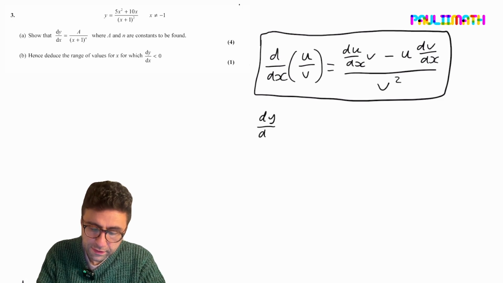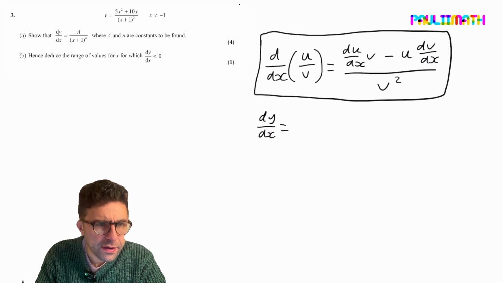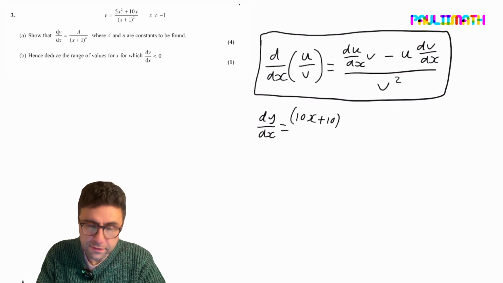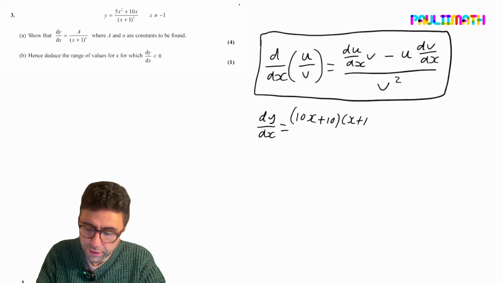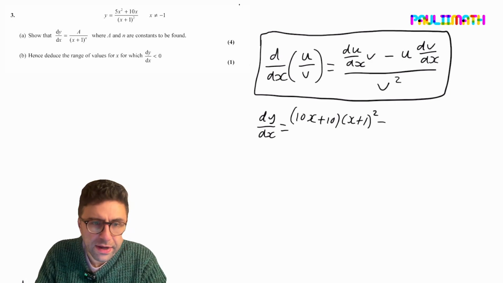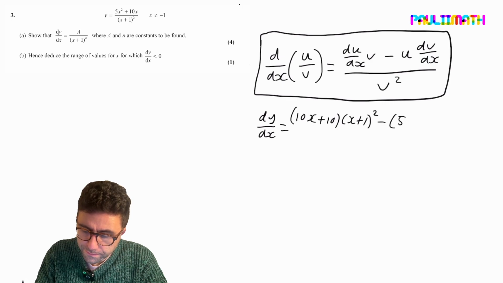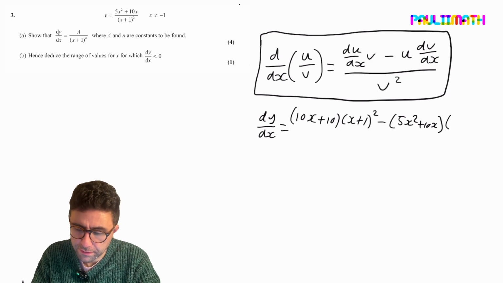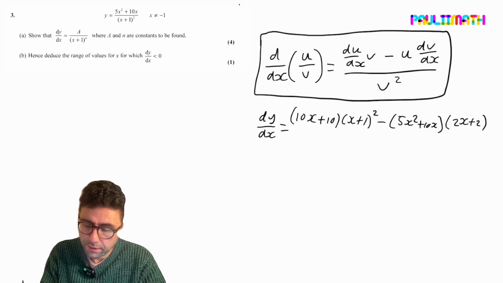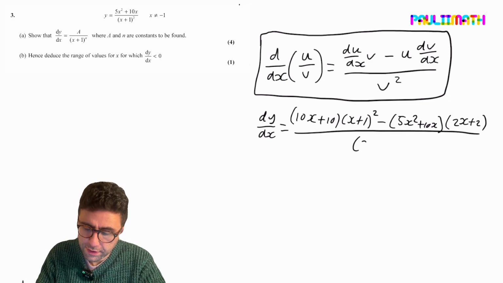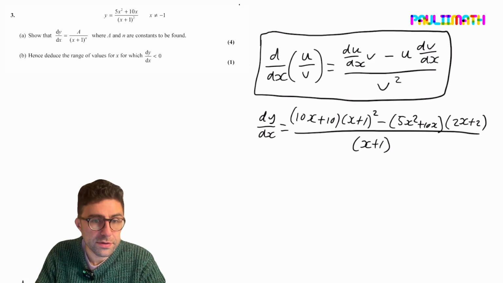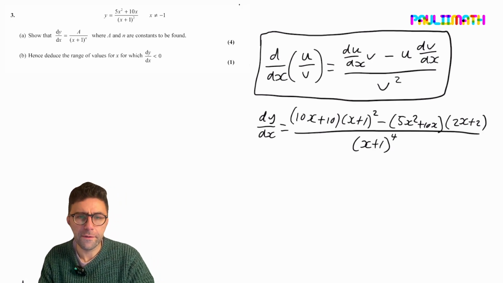dy by dx equals the derivative of the first thing on the top, 10x plus 10, times the bottom, which is (x plus 1) squared, minus 5x squared plus 10x times the derivative of the bottom. The bottom differentiates to 2x plus 2, all over the bottom squared, (x plus 1) squared squared, some have said power 4.